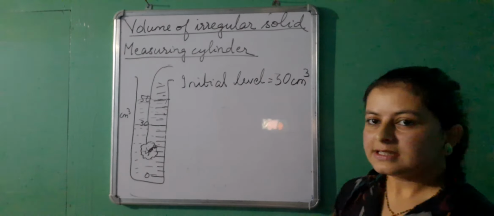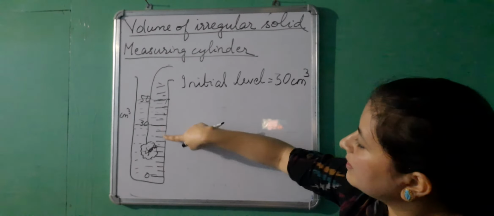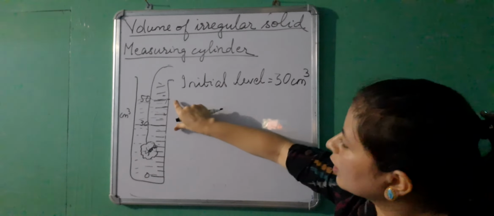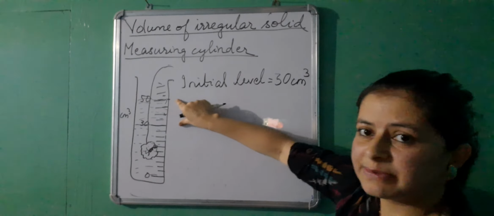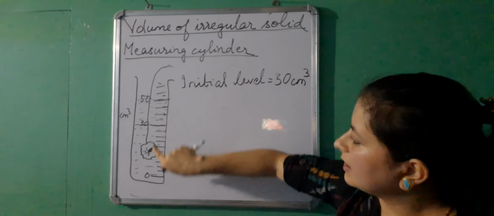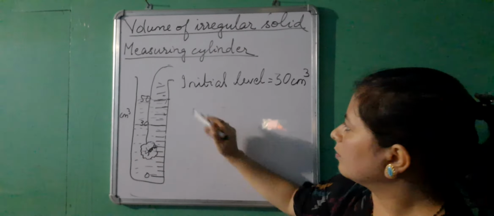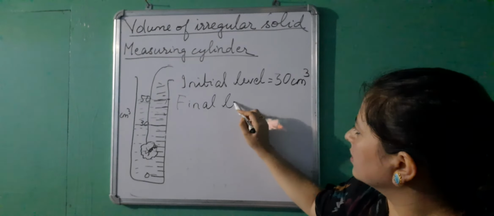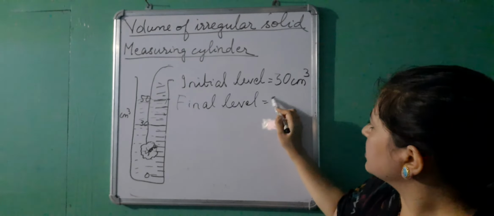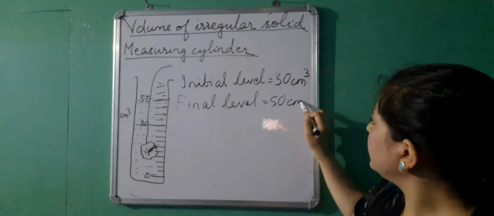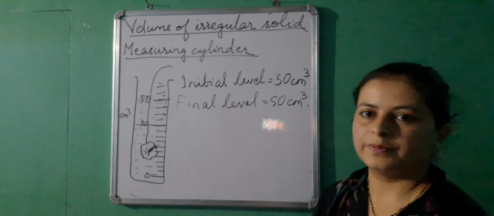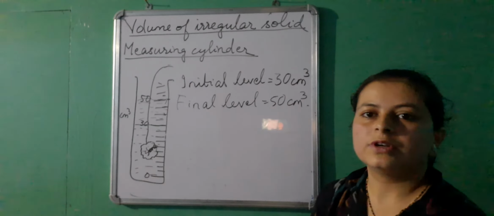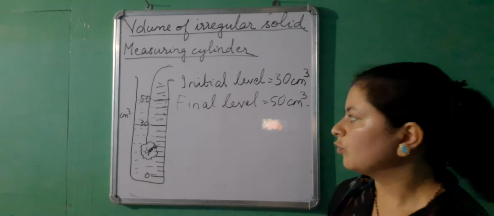The reason is the volume of the water will be displaced by the volume of the stone. That means the volume of water that has risen up, that has been displaced, will be exactly equal to the volume of the irregular object. So we just have to observe the final level of water, which is in our case 50 centimeter cube. Now the volume of the irregular solid will be equal to the volume of the displaced water.